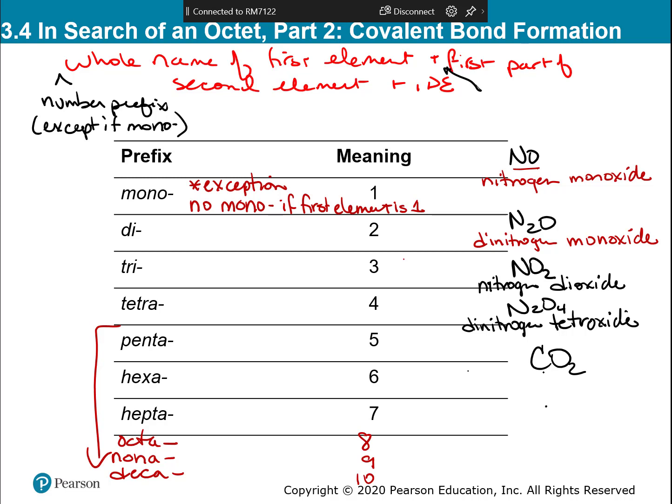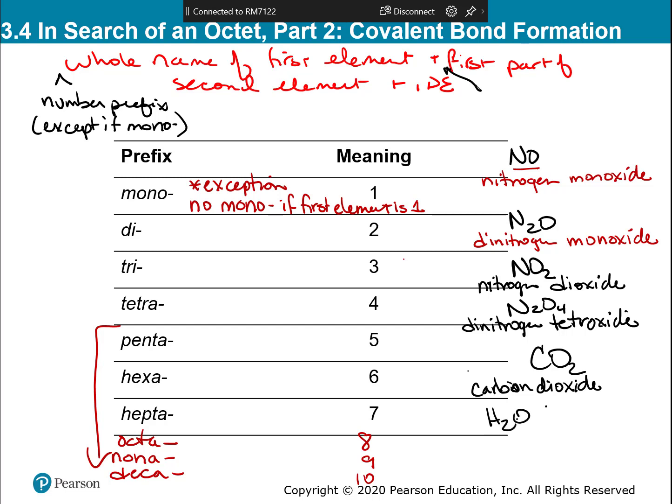So by this, what is CO2? It's one that's pretty familiar to everybody, but that's why they call this, yep, carbon dioxide. So carbon dioxide means 1 carbon, 2 oxygens. So if the first element only has a 1, you don't have to use mono.